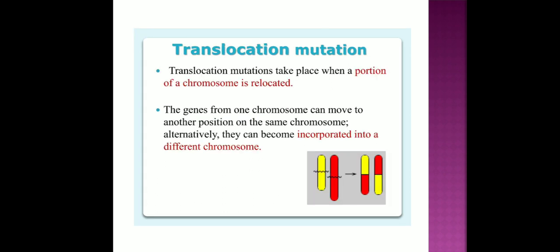Next we are going to learn translocation mutations. Translocation mutations take place when a portion of a chromosome is relocated. A translocation is a chromosome aberration where non-homologous chromosomes exchange segments. Translocations produce a cross-shaped structure during pairing. Translocation causes position effect. Translocation alters the linkage groups.